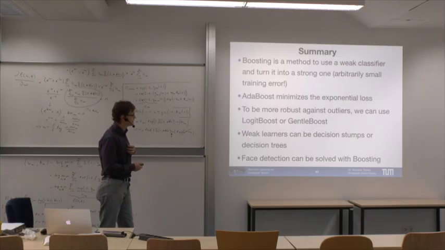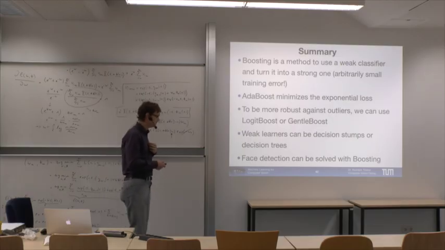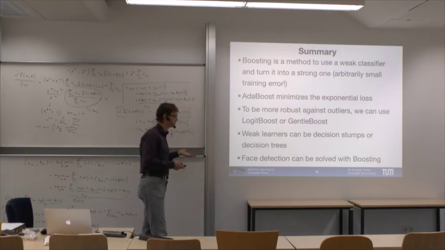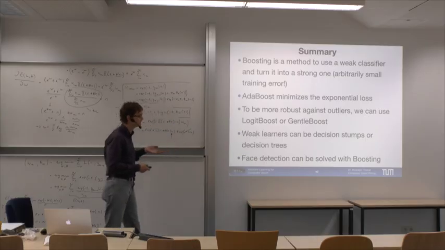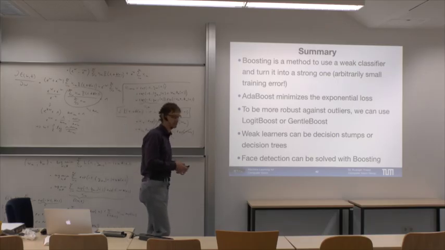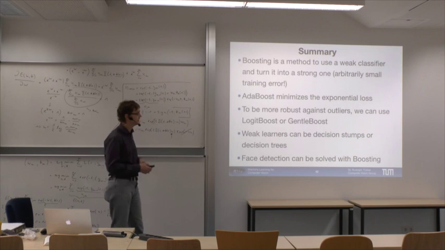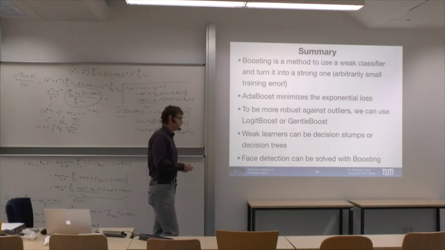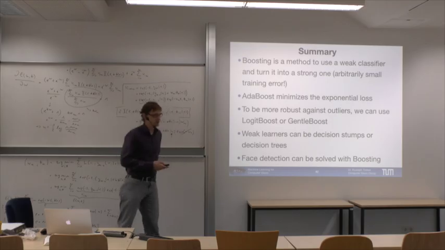Okay, and then we have seen some weak learners. A weak learner can be, for example, a decision stump or decision trees, but there are other things, right? As I said, you can use your favorite classifier as a weak classifier, as long as it has this property that it's not worse than random. Yeah, and then one example is face detection that can be solved with boosting.